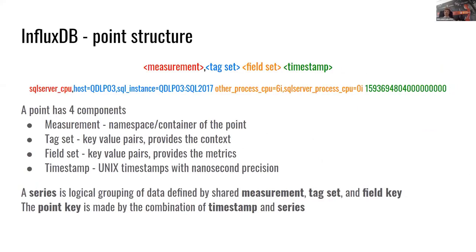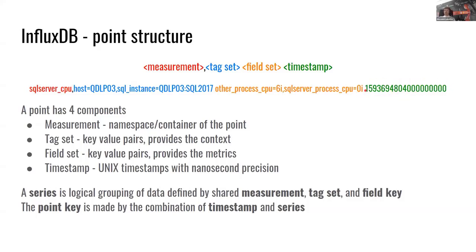Here is what a point looks like. A point has a measurement, which is its namespace, the container of the point, the table of the point. Then you have the tag set, which is a set of key-value pairs. It is used to provide the context for the point. You have the field set, which provides the actual values, and you have the timestamp, because we are talking about time series data. So every point has its own timestamp. An example is the SQL Server CPU measurement. Here we have the host and the SQL instance as tags. Those provide the context for the data, and the actual data is the other process CPU and the SQL Server process CPU. And then the last part is the timestamp.